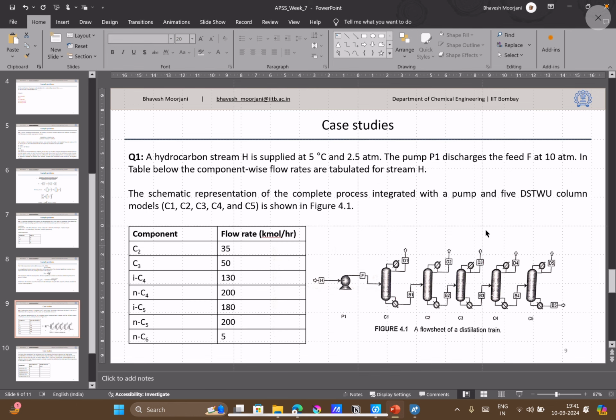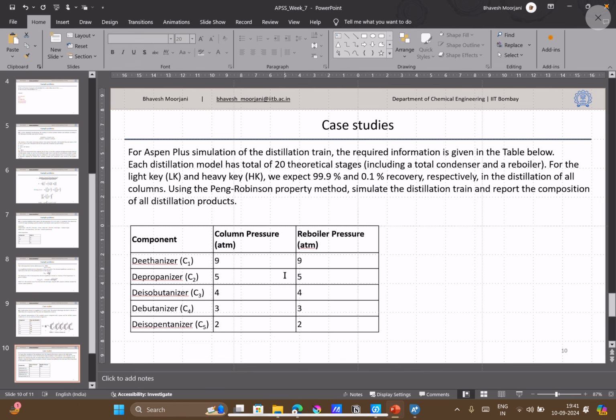5 of these distillation column units, column pressure and reboiler pressures are given. Okay, so column pressure you can consider as condenser pressure also. Each distillation column has 20 theoretical stages, including total condenser and reboiler. For light key and heavy key components, 99.9 and 0.1% recovery is expected. In all columns, we have to use the Peng-Robinson method, then simulate the distillation train and report the composition of all distillation products. So that is our problem statement.